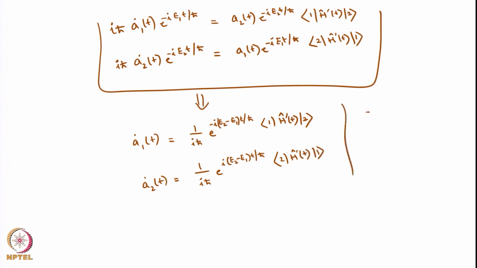Now let us say E2 minus E1 is equal to delta E. This is equal to h bar omega 21. Omega 21 will be the angular frequency that corresponds to the energy difference between the E2 and E1 states. So when I replace E2 minus E1 as h bar omega 21, this h bar in the numerator and this h bar in the denominator will get cancelled. So what you finally end up with are the following equations.